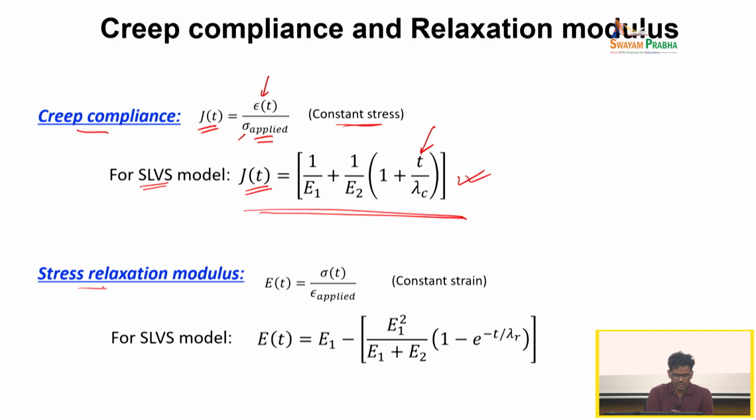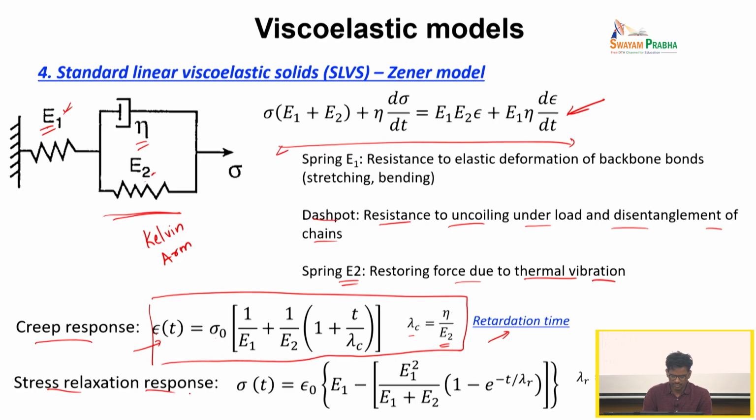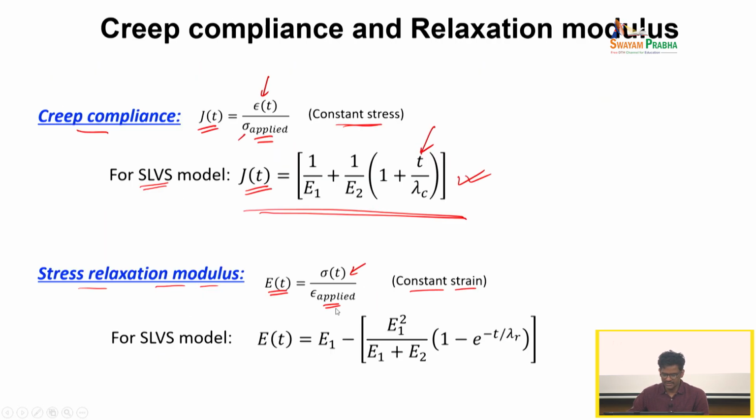Similarly, we can also think about a stress relaxation modulus E of t defined as the time changing stress divided by the applied strain, right, and that's a constant strain case. And again, if I go back to the previous model, we have a stress relaxation response, I have sigma t, so sigma t divided by epsilon naught, that is the stress relaxation modulus, and you can show that this is also a dynamically evolving quantity with the characteristic constants like retardation time, the Young modulus E1, E2, etc. Right.